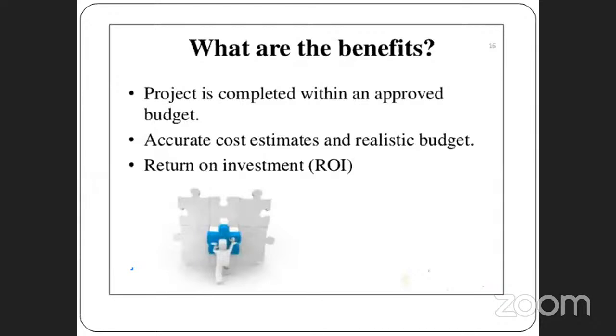Then second, we will know the accurate cost estimate. While doing this cost budgeting, we will know the cost estimate. Third one is return on investment. We are investing 12 lakhs rupees, and after completing all the tasks, we verify the estimation. We found that we will get 25,000 or 50,000 as a profit. So these things come only from cost budgeting. That's why I already said project management is very important for a civil engineer, due to the time and cost constraints.